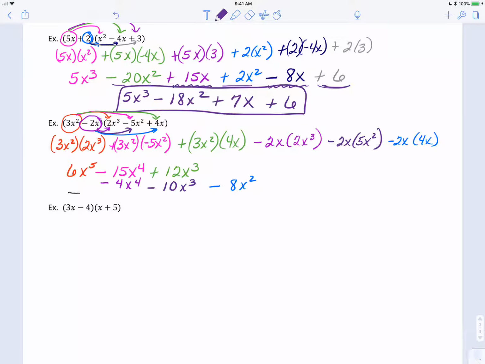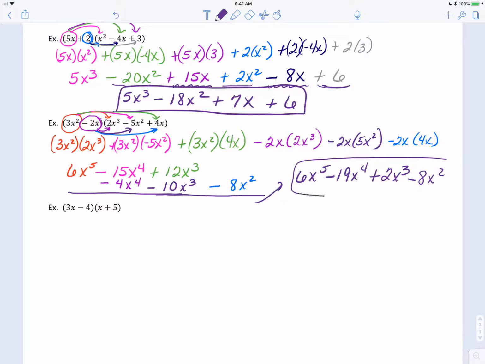Now for the final answer, all we have to do is add all those up, which I don't have room, so I'm just going to do it here. 6x to the 5th, so we have -15x to the 4th and -4x to the 4th. So that makes -19x to the 4th. Positive 12x cubed, negative 10x cubed leaves us with 2x cubed. And then negative 8x squared at the end. So that is our final answer.